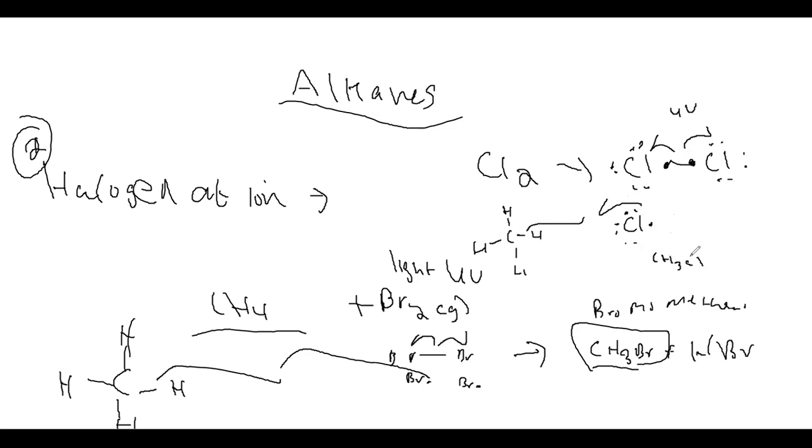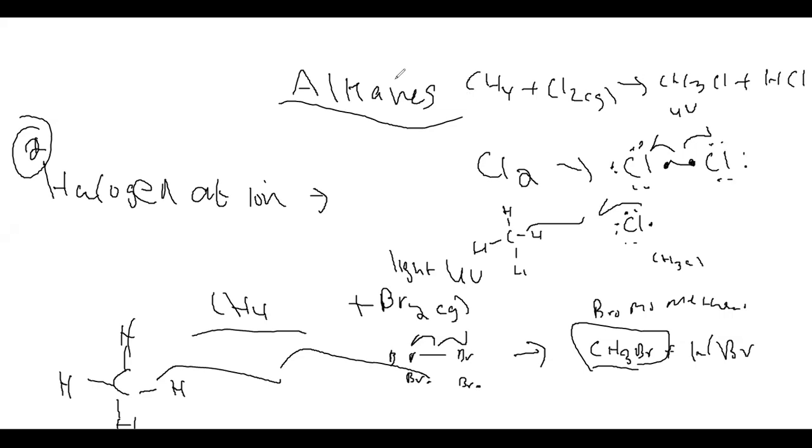So it's going to form CH3Cl, right? So the reaction basically would be methane, CH4, plus chlorine, Cl2 gas, diatomic, produces CH3Cl plus HCl. And that would happen in one of the propagation steps that you're not going to learn about in GCSE.